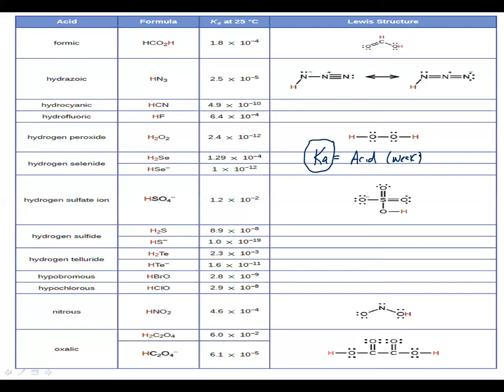So the question is, will a strong acid have a Ka value?